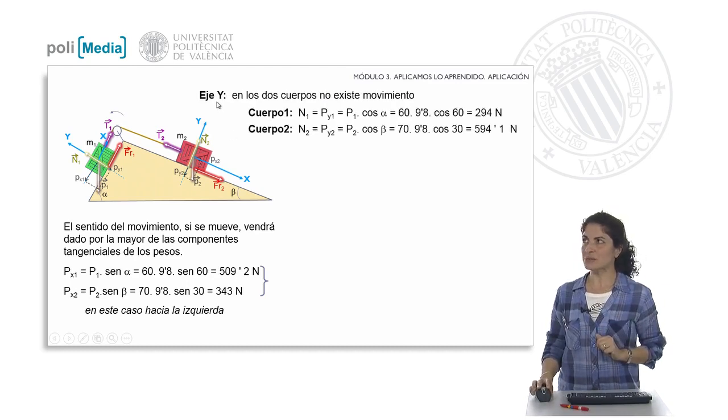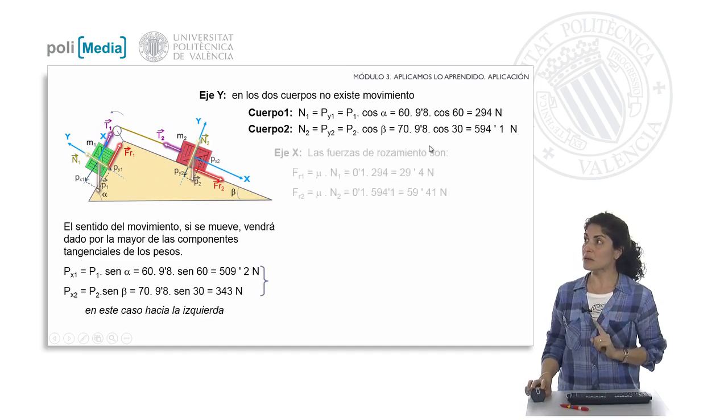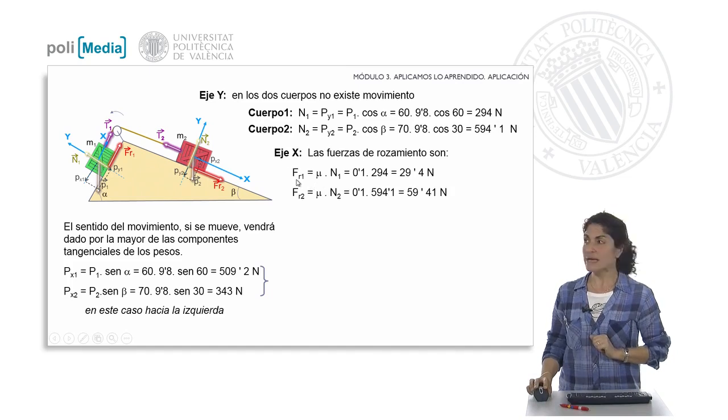Also, on the y-axis, we have no motion in either body, so we have an equality between the normals and the y components of the weights, both of them. Then we can take the value corresponding to the normals directly. Here we have them expressed for the two normal components, and this allows us to calculate directly the expression and the value of the friction forces, expressed from the friction coefficient and the value of that normal, of 29.4 newtons for the friction force of 1 and for the friction force of 2 of 59.41 newtons.